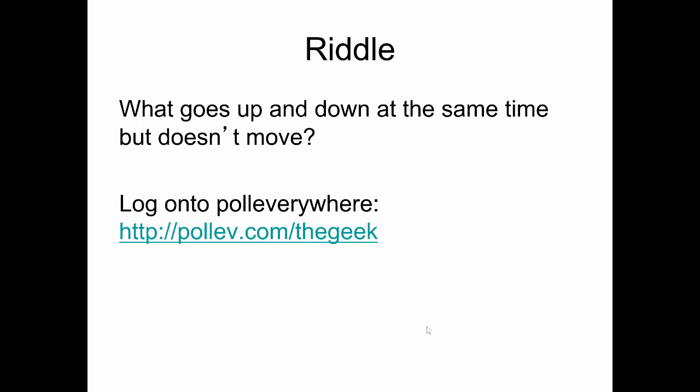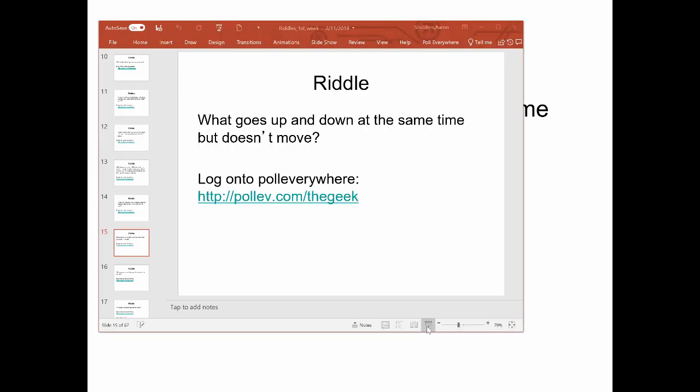Okay? All right, so what goes up and down at the same time but doesn't move? A merry-go-round. No, but that's moving. It's true, it doesn't move laterally. It's going around. Anyway, there's actually one in this room. A staircase. Exactly right. A staircase.